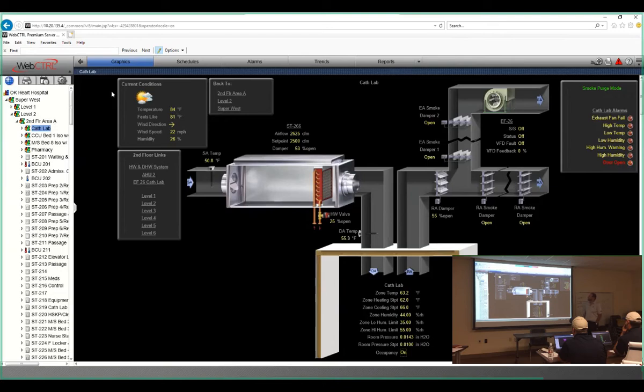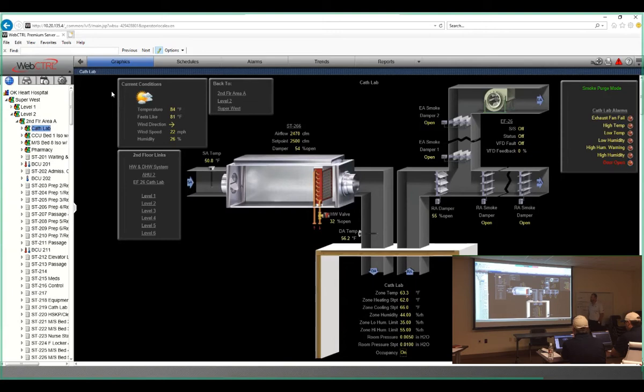The deal here is when we go into the smoke purge mode, this exhaust fan comes on, these dampers are going to close on the return, and we're just going to pull the smoke out of the space. Under normal operation, this return damper is going to modulate to maintain the pressure just like we did in the ORs. The VAV is going to maintain the constant air changes, and this is going to maintain the pressure in the room.